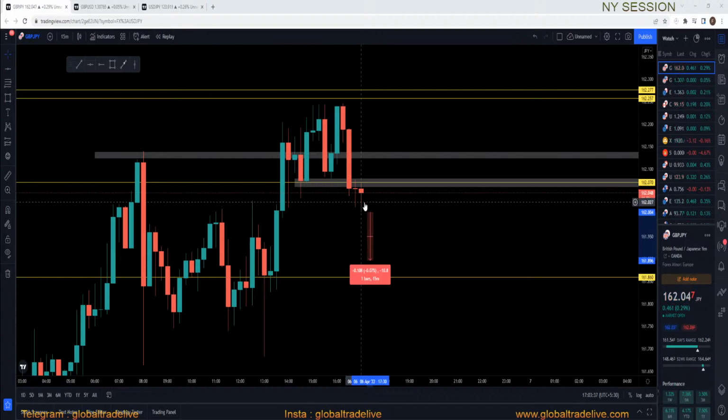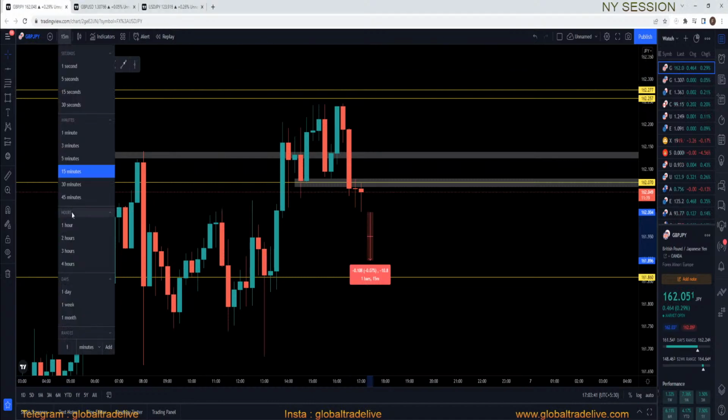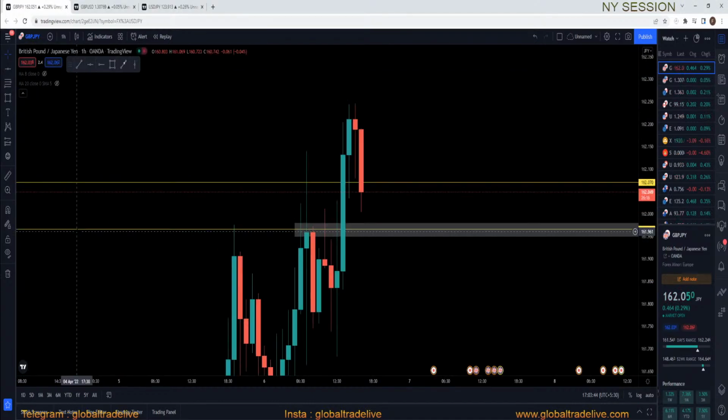Oh, look here, GBP JPY is rejecting the lower prices. Let's have a look in the 1 hour. There are huge rejections on the left, so maybe that's why.